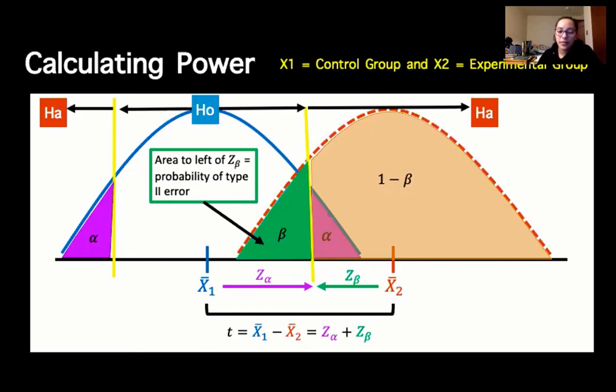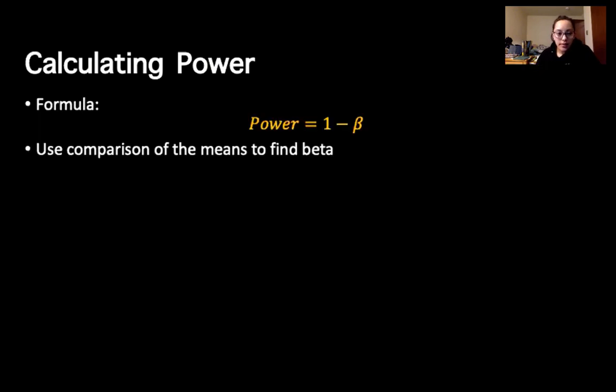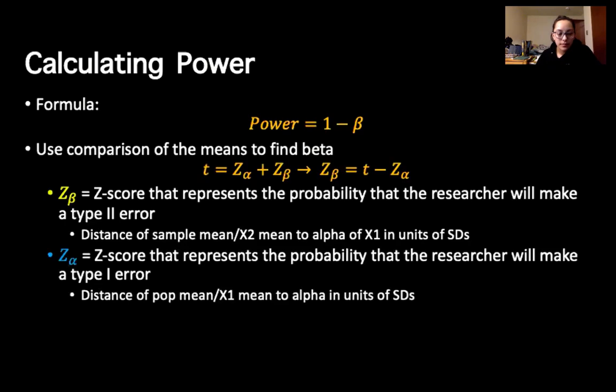There's an equation. We don't have to actually draw this out all the time, okay? But using this relationship, we can say that Z beta, or the Z-score for the probability that we're going to make a type 2 error, is just the difference between the means minus basically the probability of our alpha as a Z-score. Okay. All right. So this is just everything that I just said in words.